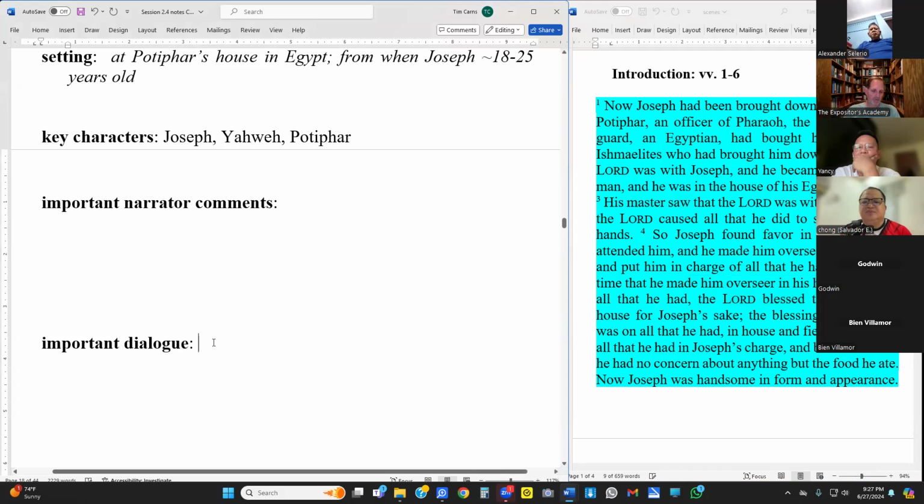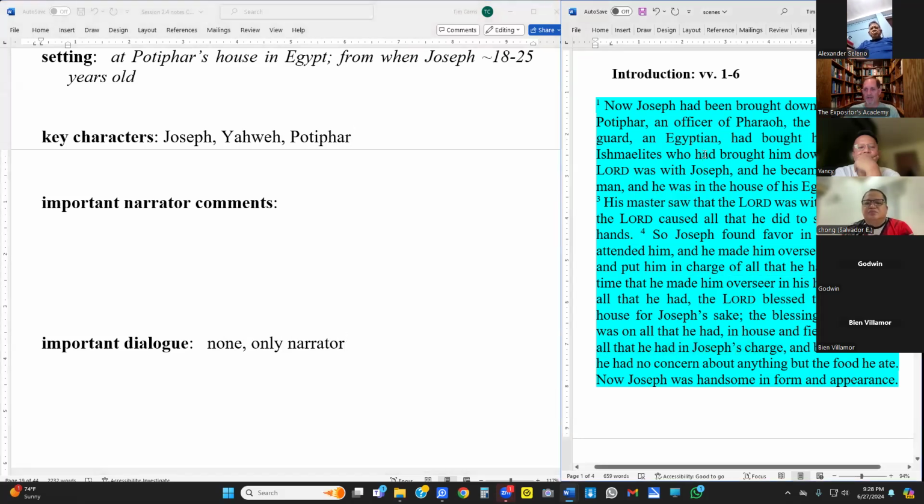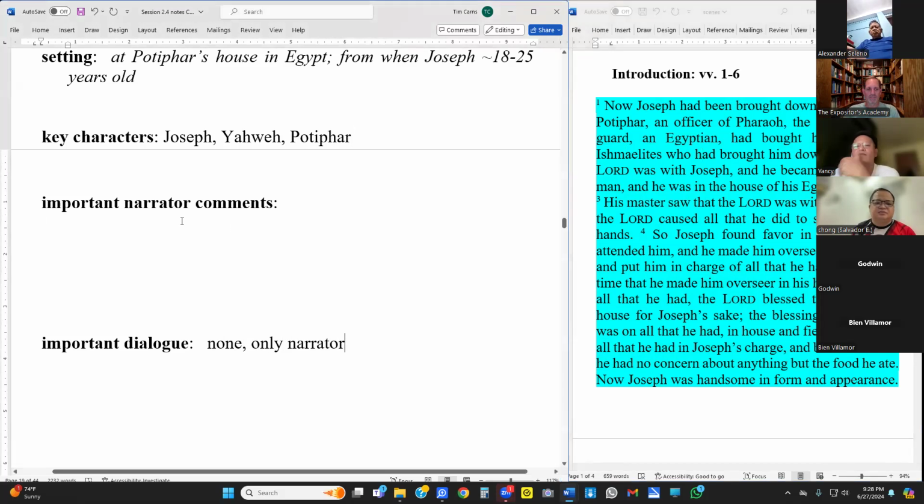And we can really skip to the dialogue. There's no dialogue here, right? So only the narrator speaks. So we're only going to be focusing attention on what seem to be key statements by the narrator in this first scene, since he's the only one talking. What seem to be some important comments from the narrator that we see here? Anything he repeats or anything that seems significant?